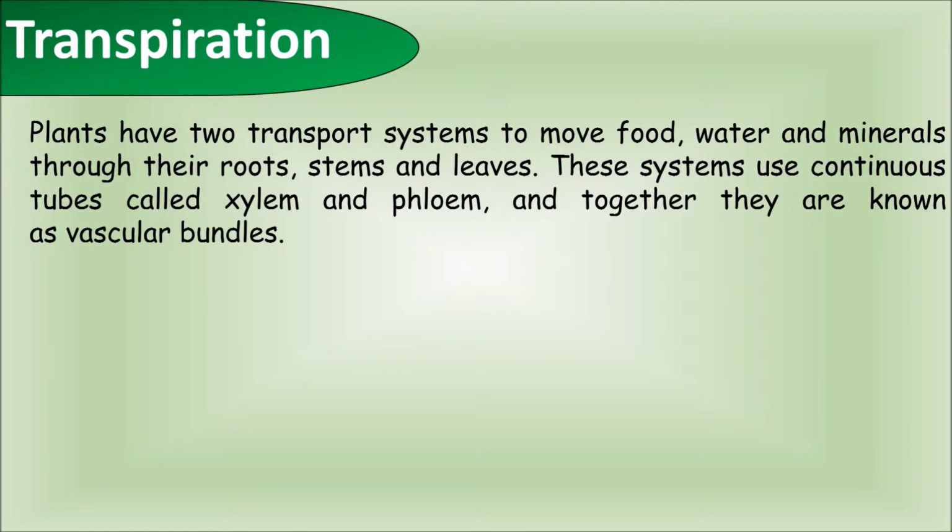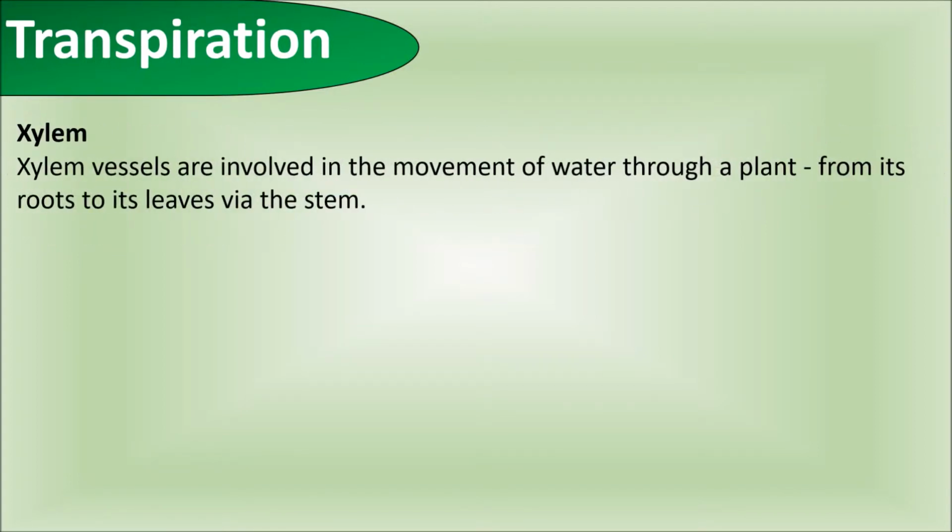Plants have two transport systems to move food, water and minerals through their roots, stems and leaves. These systems use continuous tubes called xylem and phloem, and together they are known as vascular bundles. It's important to remember that xylems play a crucial role in interacting with phloem to help control the concentration of sucrose within them. Xylem vessels are involved in the movement of water through plants from its roots to its leaves via the stem.